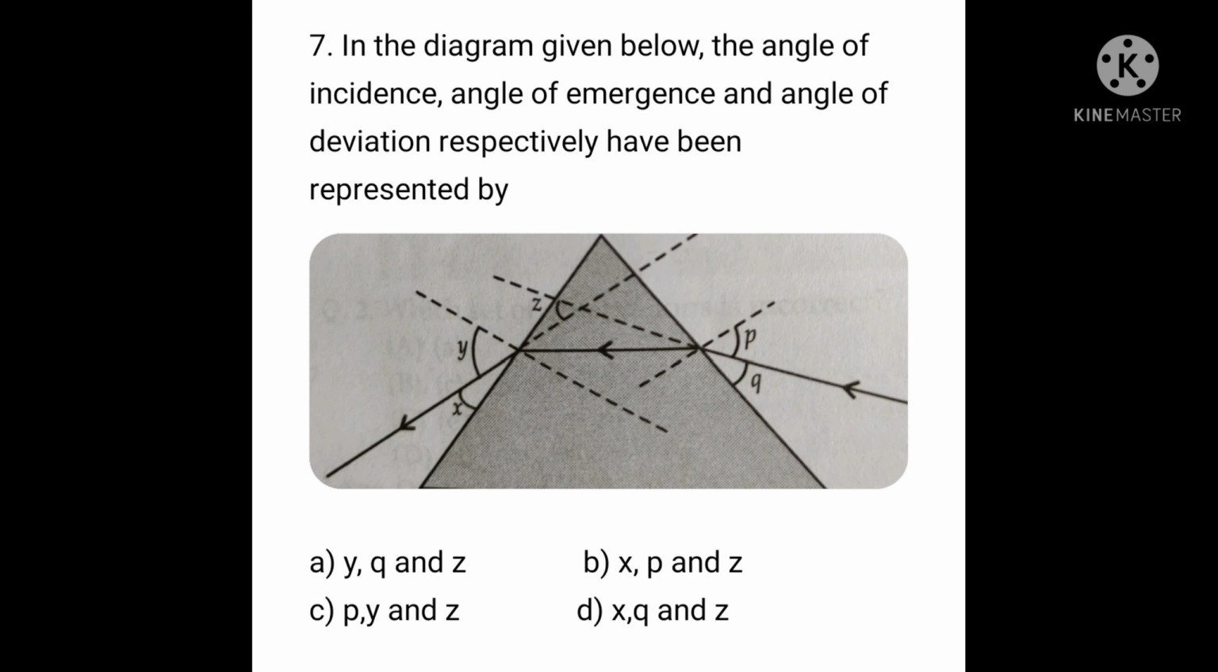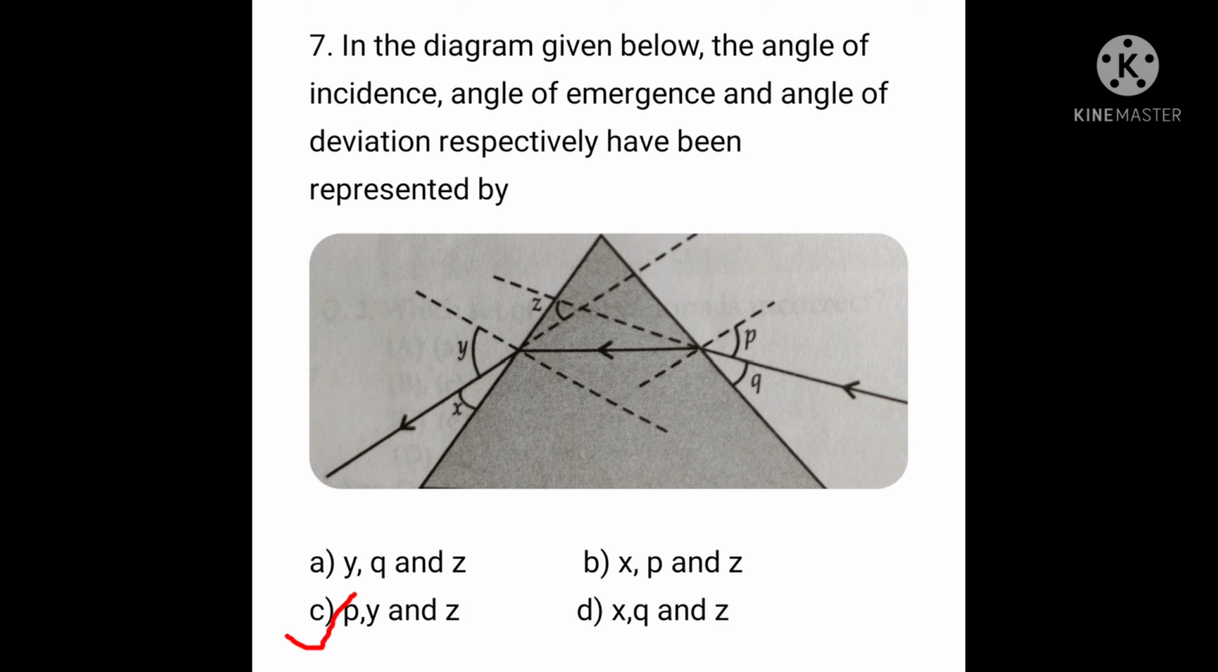Question number 7. In the diagram given below, the angle of incidence, angle of emergence and angle of deviation respectively have been represented by option A, Y, Q and Z. Option B, X, P and Z. Option C, P, Y and Z. Option D, X, Q and Z. The answer is option C, P, Y and Z.